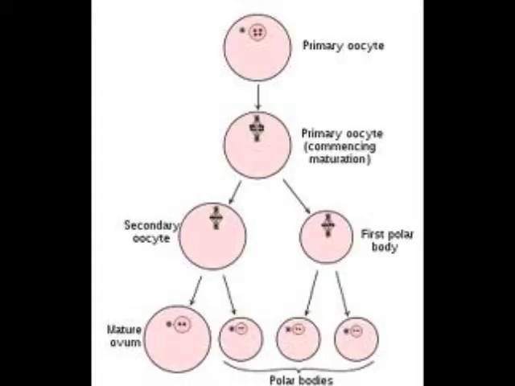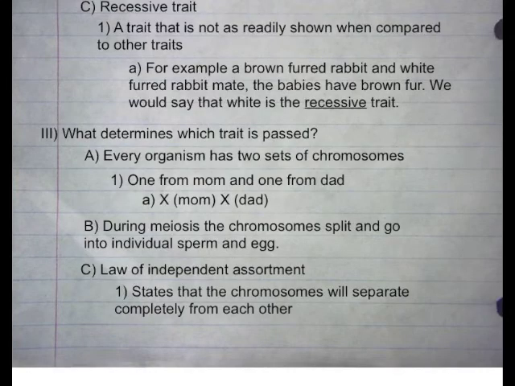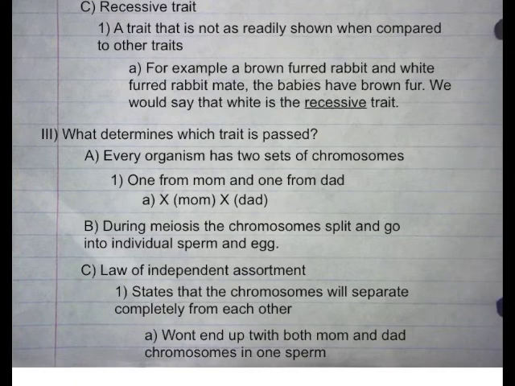This leads us to the law of independent assortment. The law of independent assortment states that the chromosomes will separate completely from each other. Usually you won't end up with both mom and dad chromosomes for one trait in a sperm or an egg.